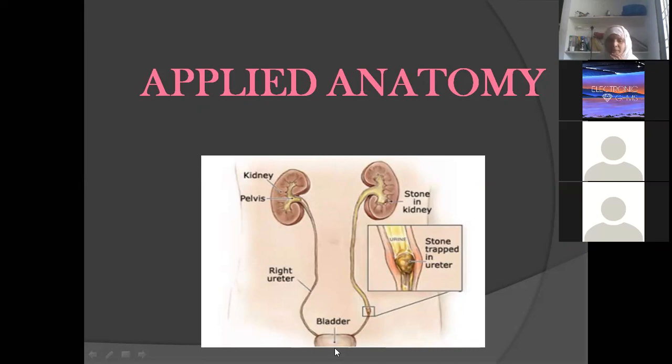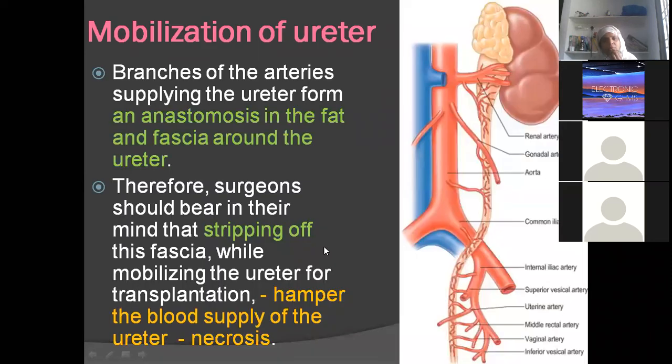When you come to the pelvic course, we have first part, second part, and third part. First part was moving across the greater sciatic notch. Second part was going towards the urinary bladder. Third part was piercing the wall of the urinary bladder. All these three parts, in females, what are the relations? In males, what are the relations? We should be very clear. Now, coming to the applied anatomy.